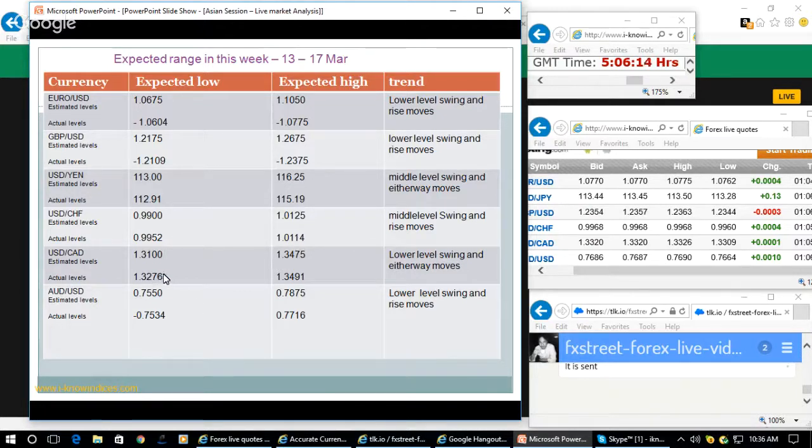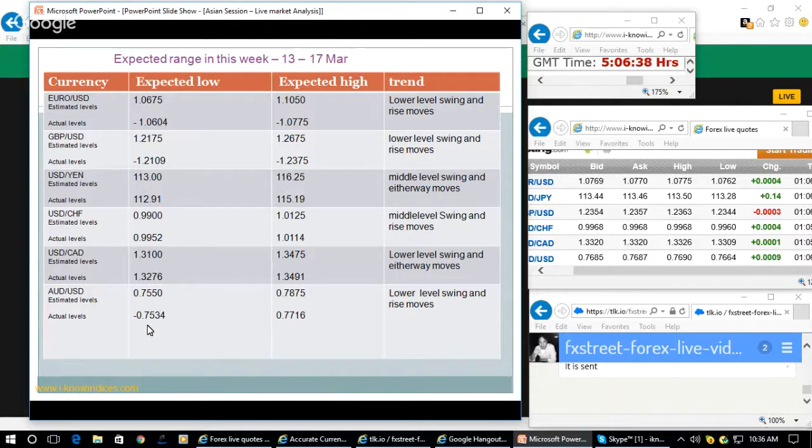Then in the case of Canadian dollar, it went up to 1.3471. The expected high was 1.3475, the mathematically derived level, and it came down to 1.3276, and they are holding around that of 1.33, and slowly it is expected to come down to 1.31 level.